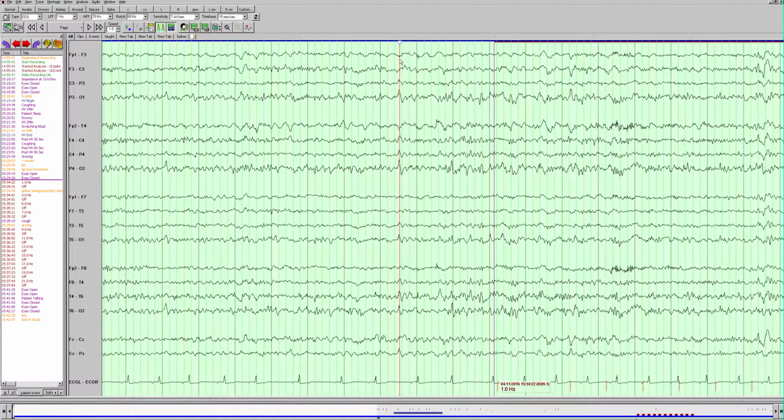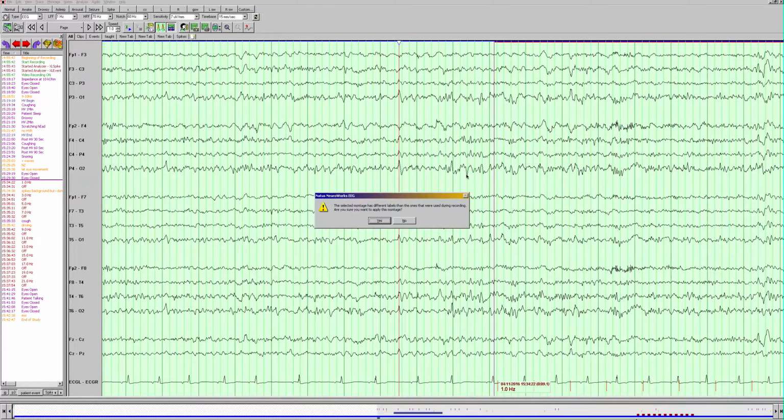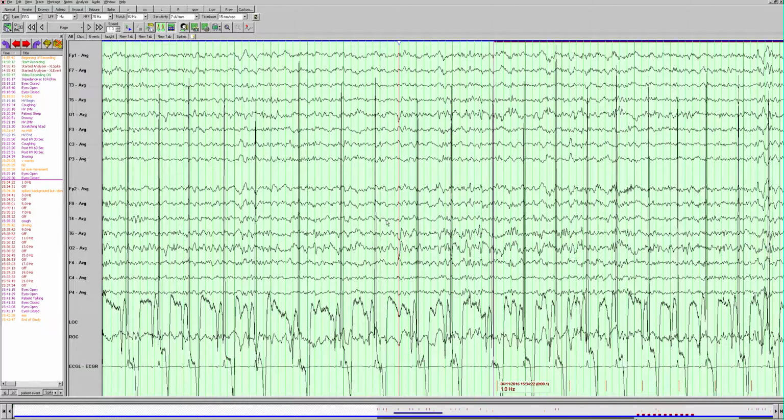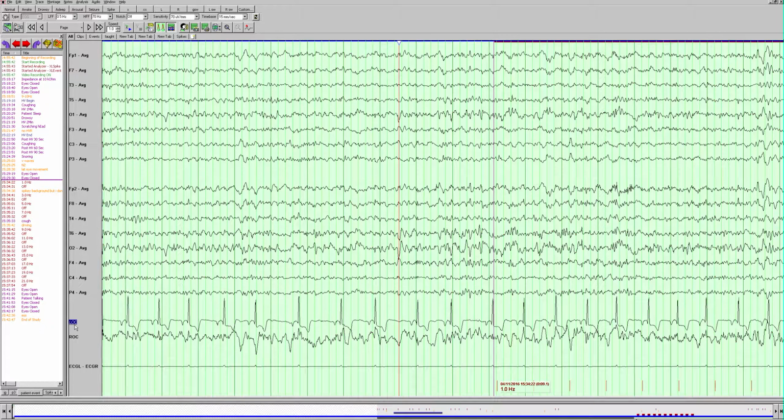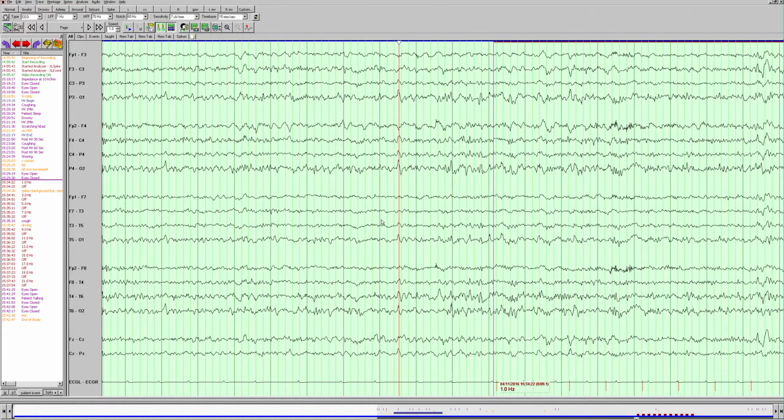So if we mark this and change it to a referential montage, let's see if we have a nice one here. This is referential. I'm going to turn down the gain on this, whatever this is, that's really high amplitude. So I marked this, and if we look in the occipital leads here, we can see these are positive. They're pointing down. Positive occipital sharp transients. So again, this is a normal finding.